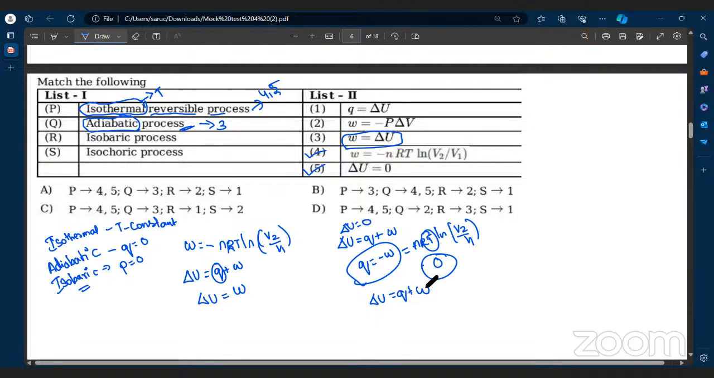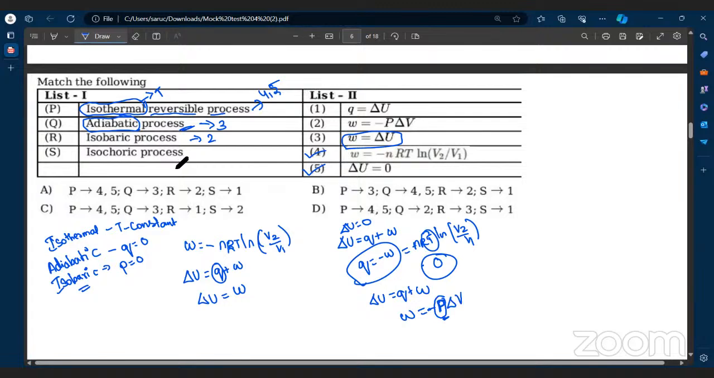And again, we know what work done is. Work done is equal to minus P into delta V. So when you see over here, the pressure term is there. But here the change in pressure is going to be 0. Pressure remains constant. So therefore, R will be equal to 2.